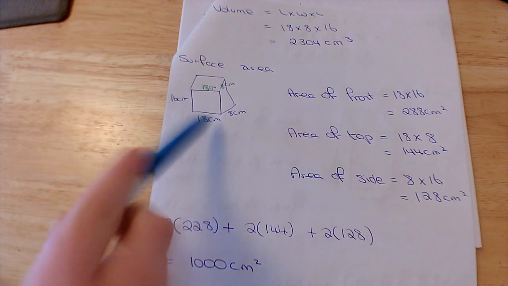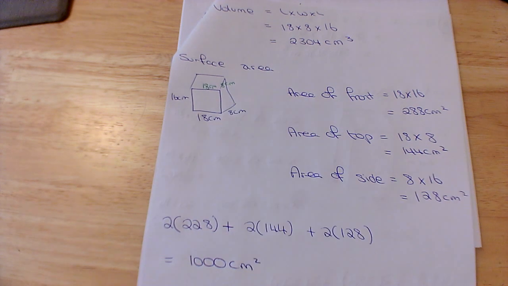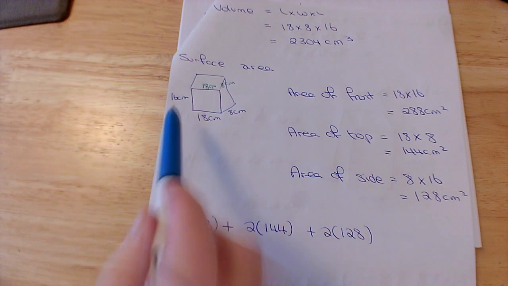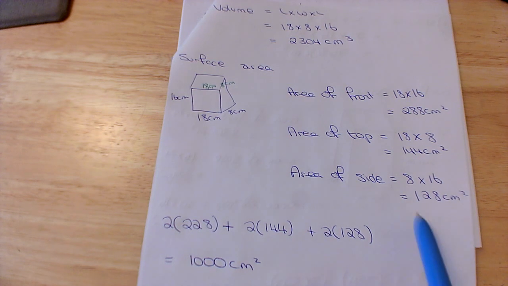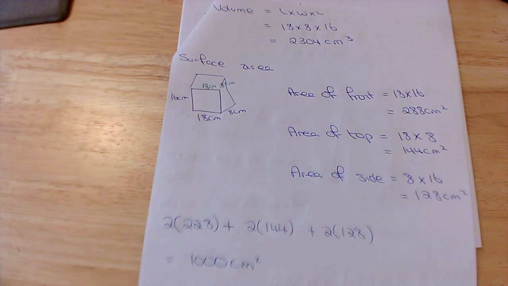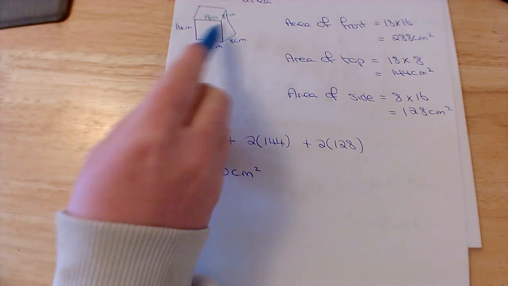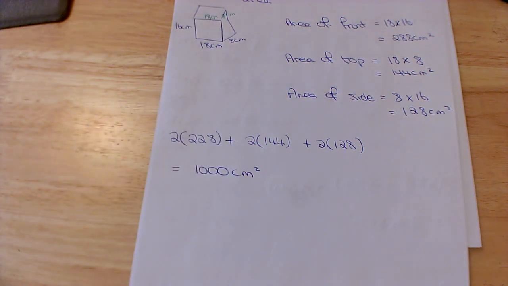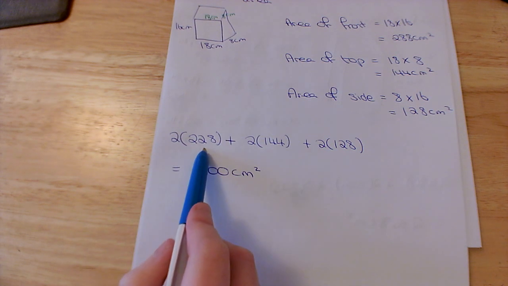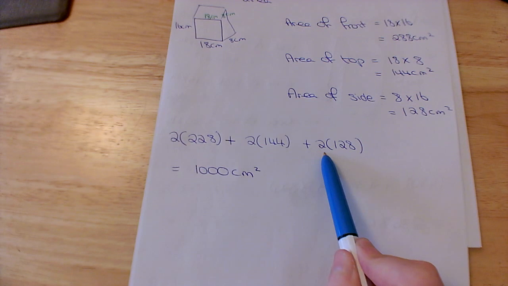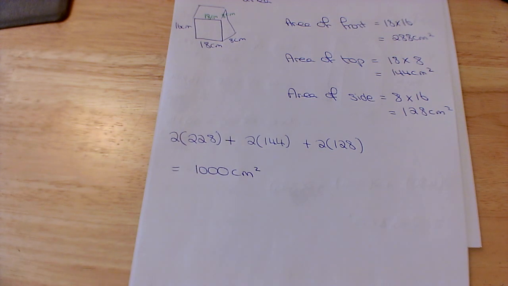My area of my side then, okay, so if this is 8 and this is 16, so my height is 16, then what I have to do is length multiplied by width, it's 8 by 16, which gives me 128 centimeters squared. Right, remember now, I've only got the area of this shape and this shape, but I need to get twice it because I need to get the front, the back, and so on. So it's 2 times 288 plus 2 times 144 plus 2 times 128, which gives me 1,000 centimeters squared.